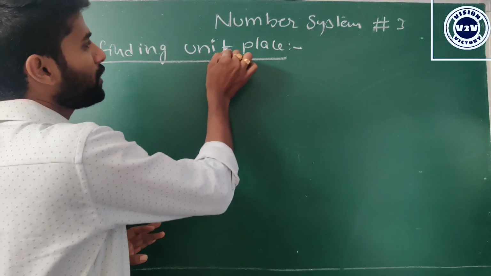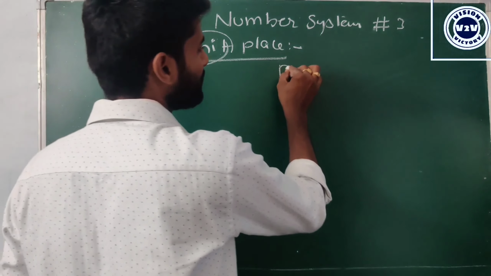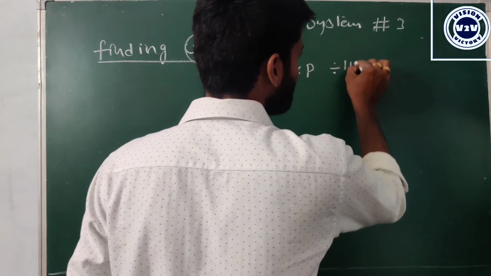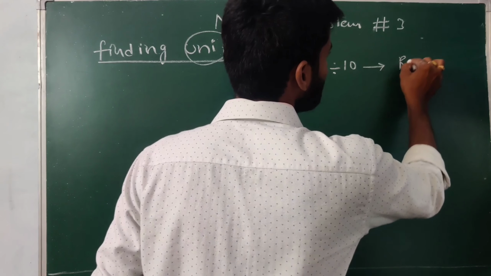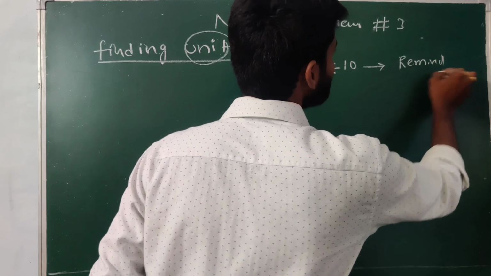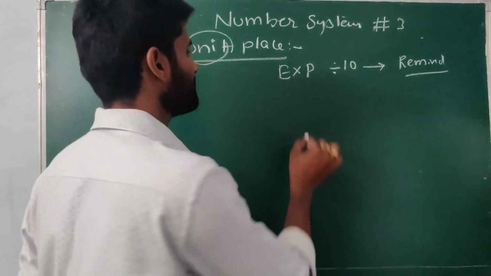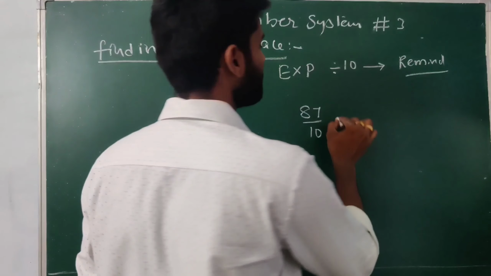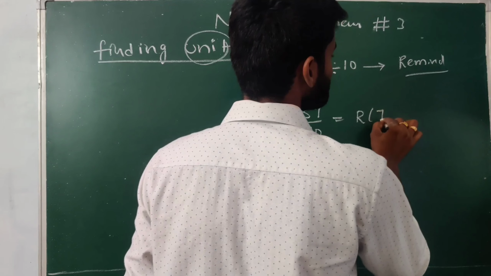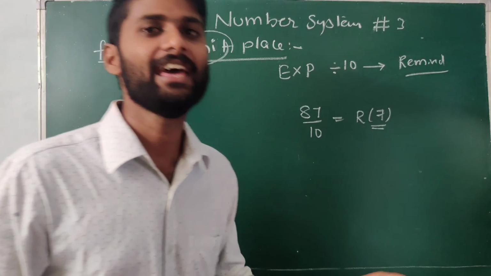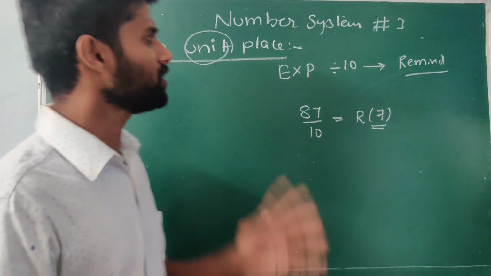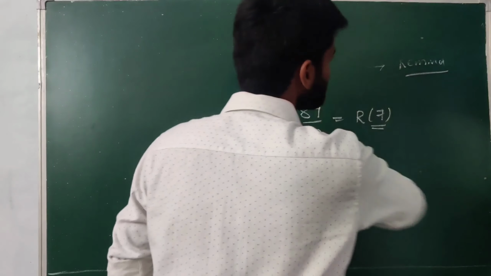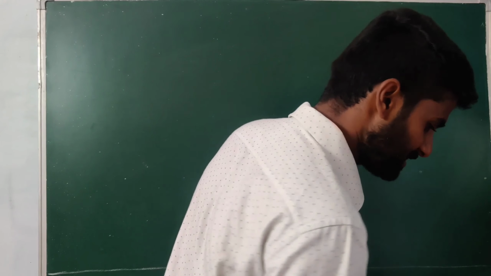If we want the units place, for example, the definition of units place: if any expression is divisible by 10, whatever remainder we are left with is defined as the units place value. For example, 87 divided by 10 leaves a remainder of 7. This remainder I can call the units place position. But don't go with divisibility-type calculations. Focus on direct calculations in the units place.